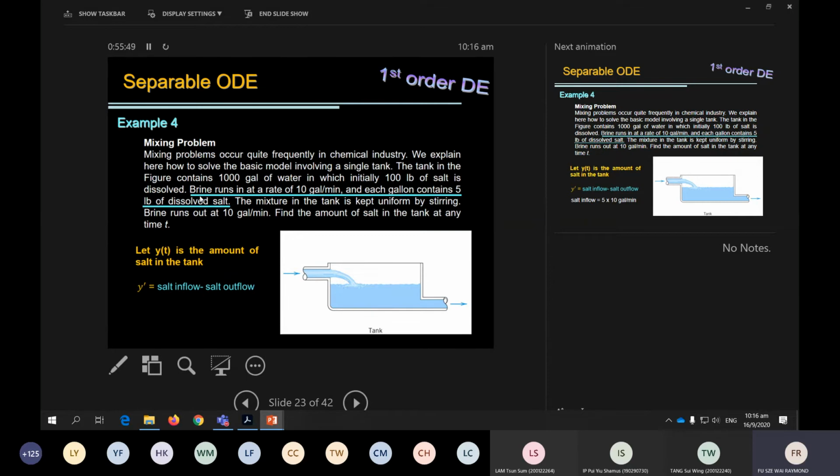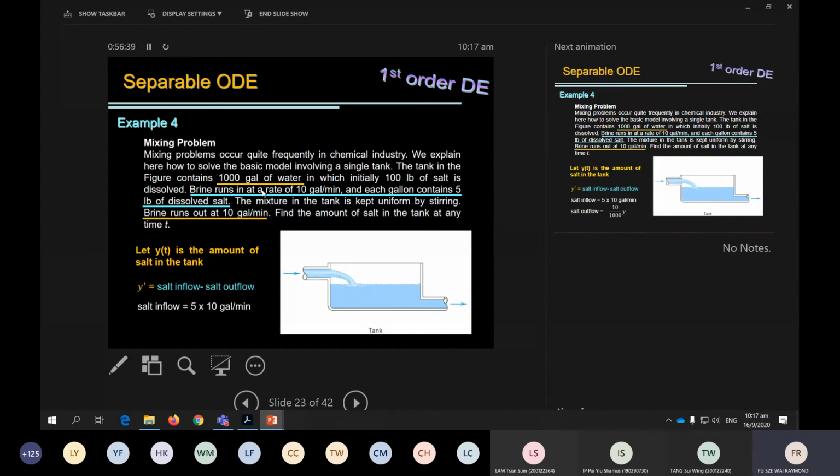Now the blue color is actually explaining the statement in the question, interpreted into a mathematical model or form like this. You have the salt inflow, which is 5 times 10 gallons per minute, because you are dissolving 5 pounds of salt into the water at the rate of 10 gallons per minute. So you have 5 times 10. That is the salt inflow, matching this blue color.